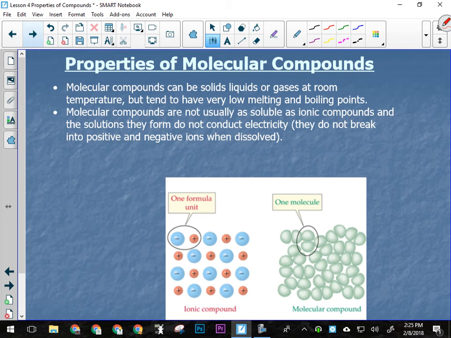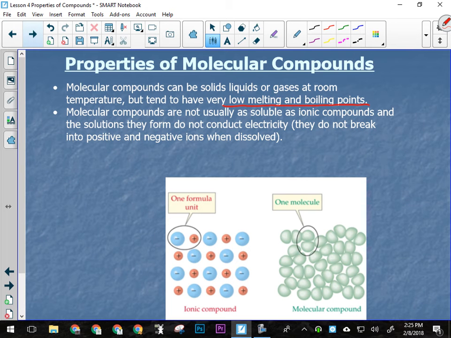Okay. Now, for molecular compounds, okay, molecular compounds can be any state at room temperature. Some are liquids, some are gases, and some are solids. Okay, but they typically have much lower melting points and boiling points.